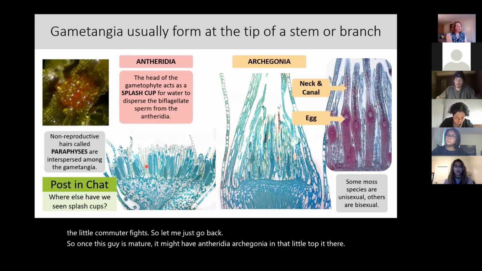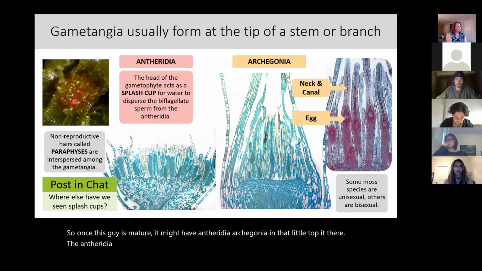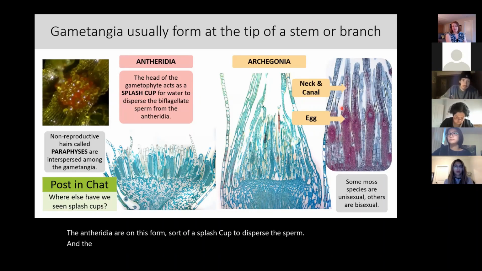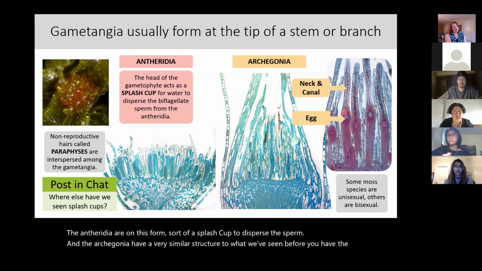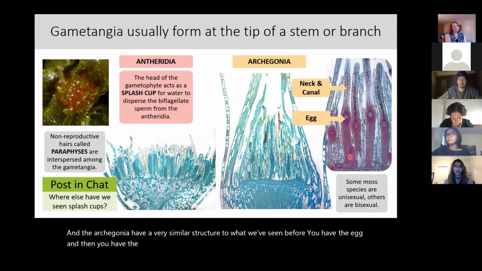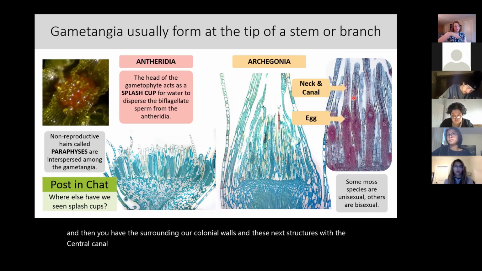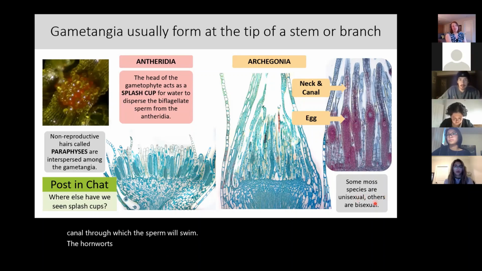The antheridia form sort of a splash cup to disperse the sperm. And the archegonia have a very similar structure to what we've seen before. You have the egg, and then you have the surrounding archegonial walls and these neck structures with a central canal through which the sperm will swim. Like the hornworts, again, we have some species that are unisexual and others that are bisexual.